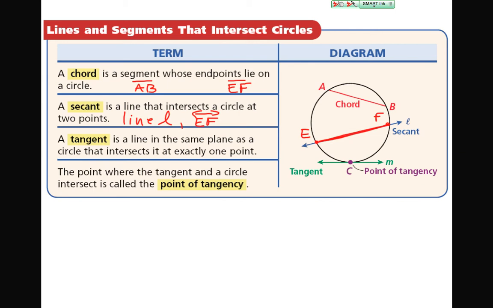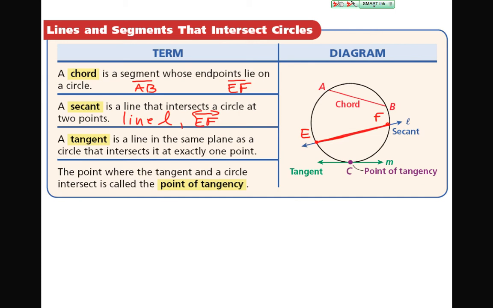And then we also have a tangent. A tangent is a line that intersects the circle at exactly 1 point. Now it does say it has to stay in the same plane as the circle. So in other words, this green line, the tangent line that they're showing, cannot be coming out from the board. That would not be considered tangent. It has to be flat in the same plane as the circle.